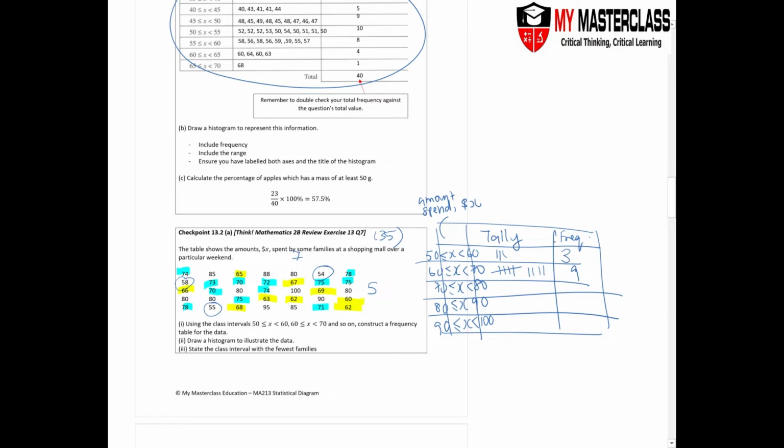Then I have my blue one, which is 70 to 80. I have 1, 2, 3, 4, 5, 6, 7, 8, 9, 10, 11. So I have 11 here.